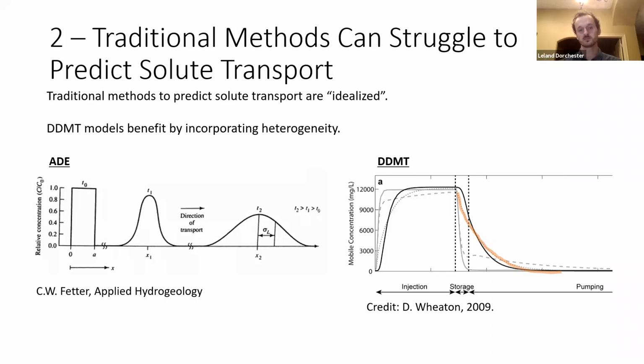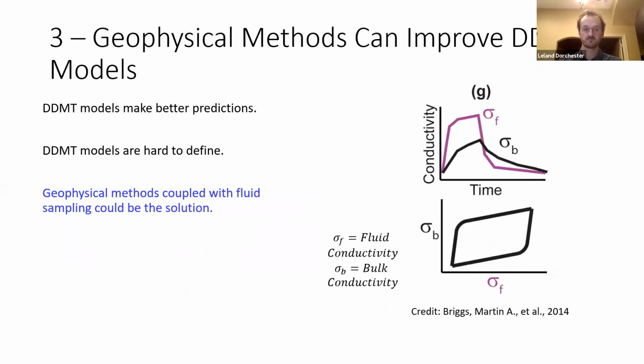On the right-hand side, we have something that might be a little bit more realistic, where we can see this includes dual domain mass transfer properties in the model. And we can see that the concentration increases rapidly. It doesn't always, but in this scenario, it does plateau. And then you can see that the concentration actually slowly decreases. And the slow decrease in concentration versus the more rapid increase in concentration insinuates that there might be some degree of heterogeneity within our groundwater system.